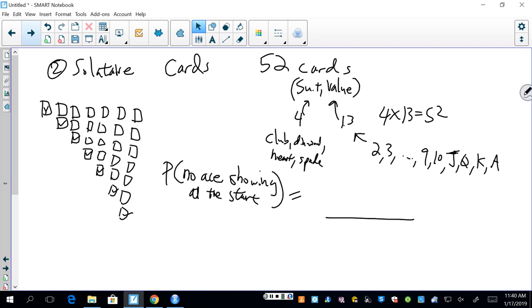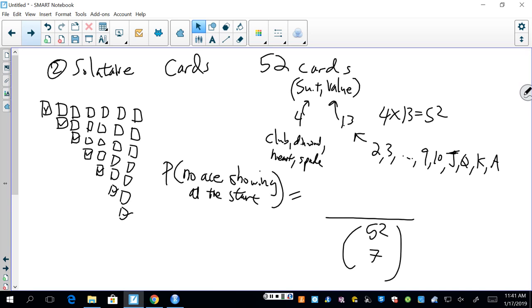What are some ideas for it? Would be 52. There are only 7 spots that it could be showing. So there's 7 cards showing, so we need to put 7 cards there. So that's going to be our denominator, right? 52 choose 7.